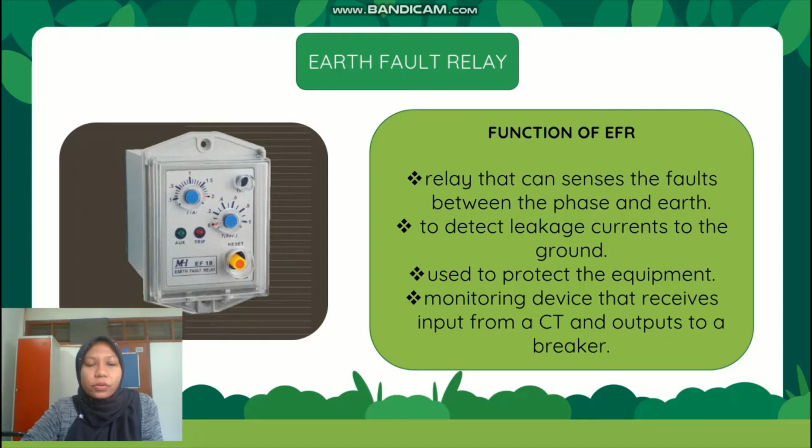High current flows to the grounded neutral of the transformer when there is a phase to ground fault. Typically, its input is provided by an external CT and its output is delivered to a breaker, such as an MCCB, which performs the tripping mechanism. So, an EFR is a monitoring device that receives input from a CT and outputs to a breaker. As a result, when a fault is detected, the EFR trips the circuit breaker.